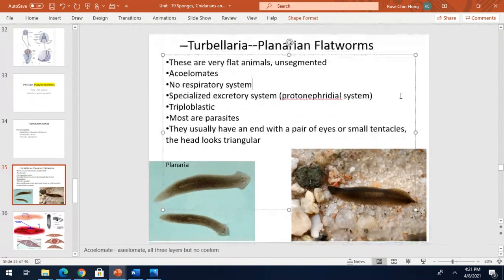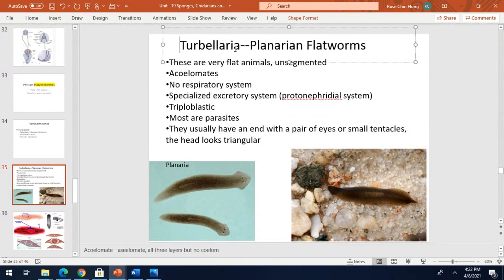Okay, here we go. All right, so here now is our first group, Turbellarians. This is what they look like. They're free living. They're acoelomates. They're flat. They do not have segments, because we'll see that in the earthworm where they're segmented. They do not have any respiratory system because they're so flat. So they have a special excretory system called a protonephridial system, which gets rid of nitrogenous waste. We'll see that in the following slide.